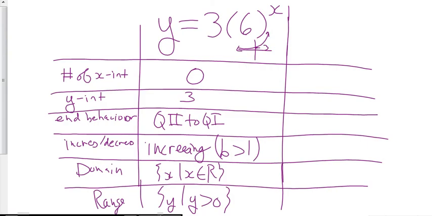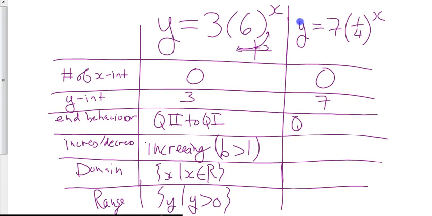Okay, let's do y equals, what's my next one? 7 times 1/4 to the x. How many x-intercepts? None. Y-intercept? 7. End behavior? 2 to 1. Increasing or decreasing? Why?